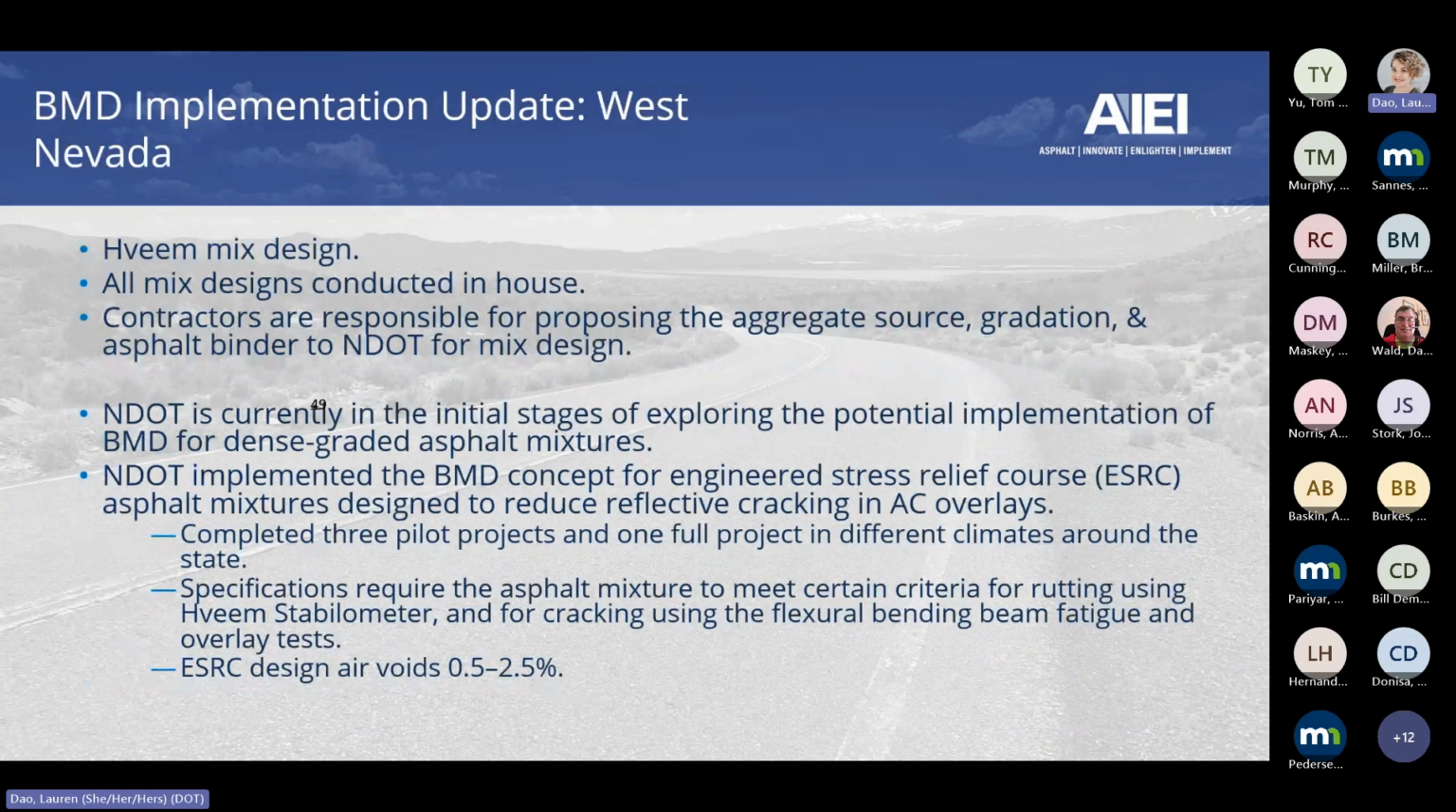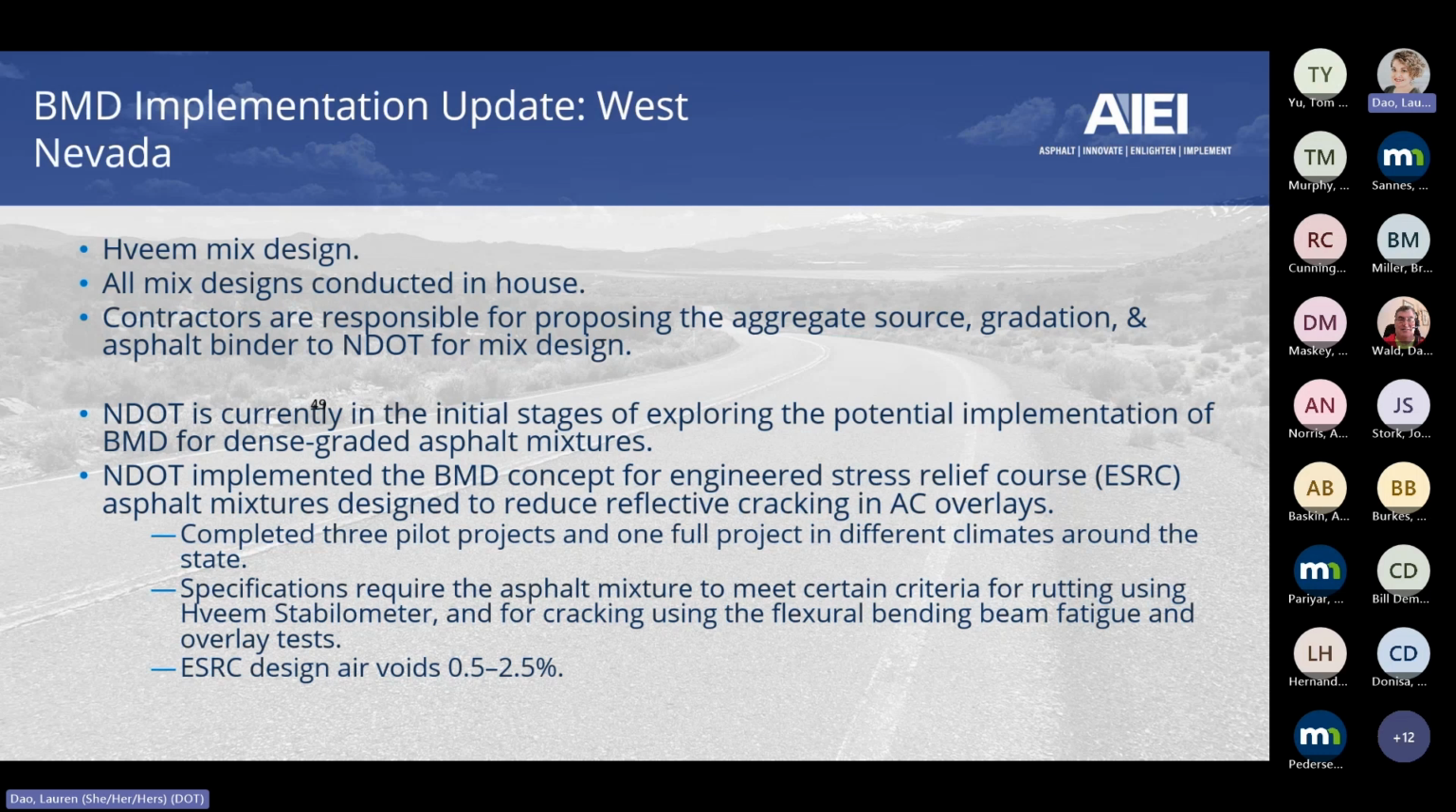And then wrapping up with Nevada. So Nevada is still a BMD state, so they use the Marshall mix design. It's done internally. It does require the Marshall stability. They are in the early stages of exploring the balanced mix design. However, about 10 years ago, they started research related to engineered mixes for overlays. So they typically use a type 3 mix, which is a fine mix, under their overlay.